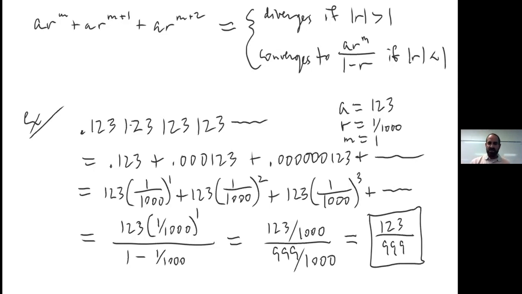By the way, I could check that, couldn't I? You could go on your calculator and convert back to decimal form by going 123 divided by 999, and guess what will come out? 0.123, 123, 123 repeating, etc. Does that make sense?